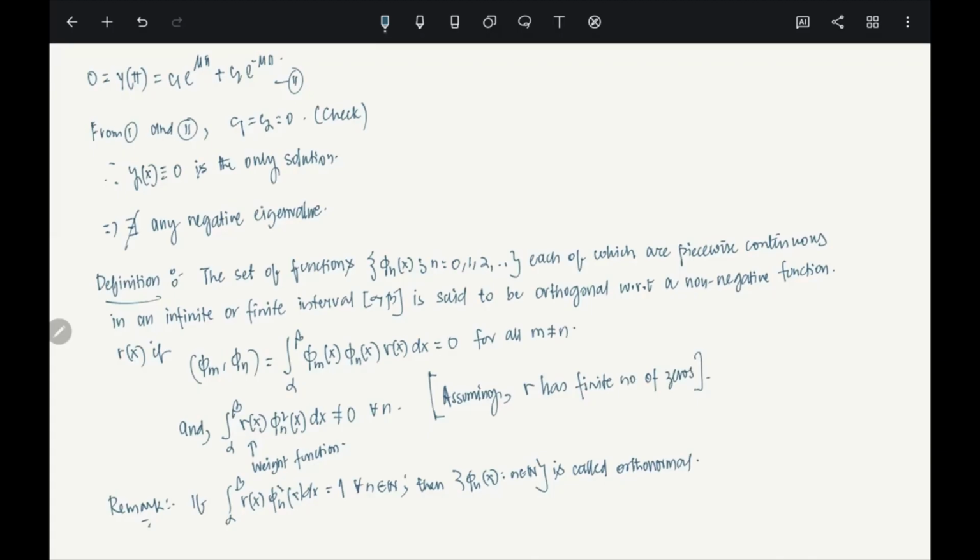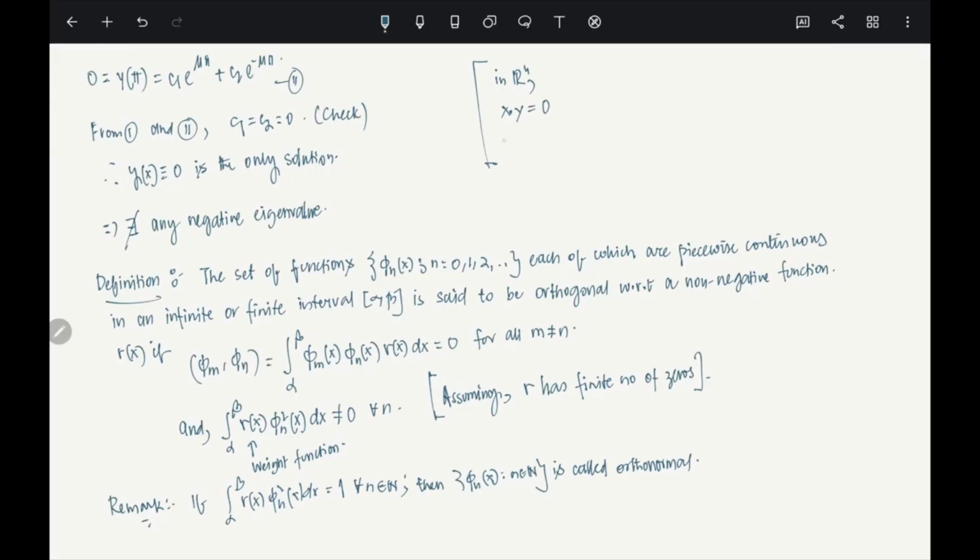Basically what is happening is this. Let me give you some motivation in Rn. In Rn, two vectors x and y are orthogonal to each other, basically perpendicular, if x dot y is 0. So in Rn, what is the inner product? The inner product is given by x dot y, basically the dot product, right?